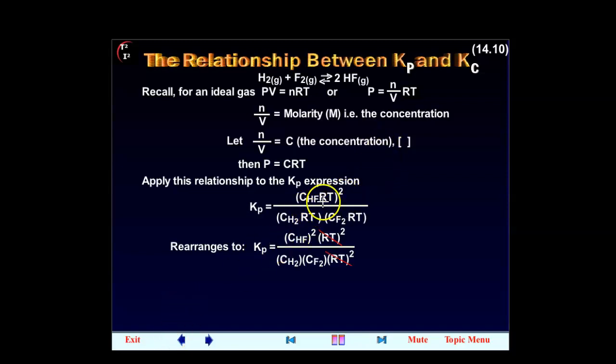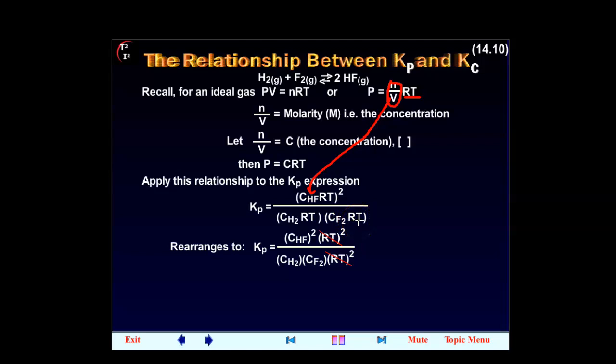Now, remember that your RT is this. The concentration is this. So if your concentration stands for this, that means your RT will also be multiplied with that. We're talking about now a partial pressure for that. So the same thing applies to the denominators, which is at the bottom. You multiply it through by RT.